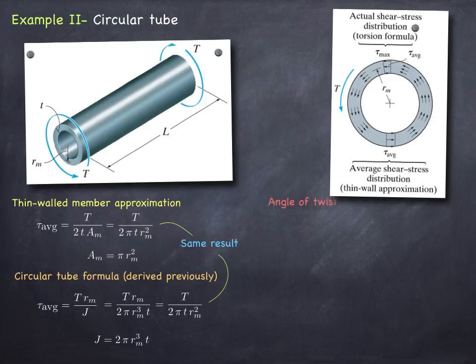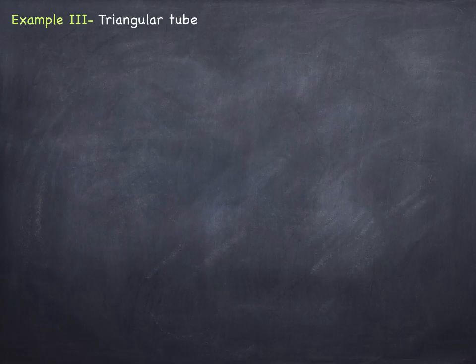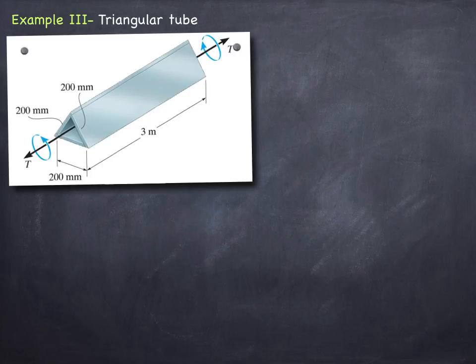Of course, the angle of twist that we have obtained for the thin-walled member approximation is simply this, and in this case the t is a constant, so we can pull the t outside the integral, and therefore all we have to do is just integrate ds over the circumference, which just happens to be 2 pi Rm. So that then gives us the tip twisting angle for the thin-walled member approximation. And you can compare this result with that you've obtained from the circular tube to confirm that they are indeed identical to each other. Let us carry out another example that involves a triangular tube.